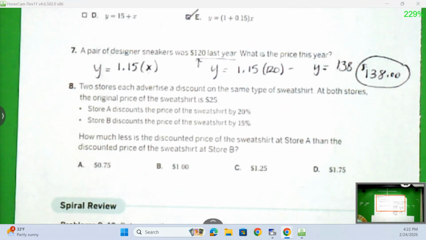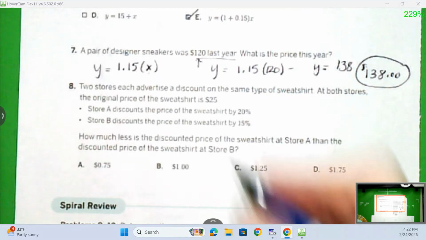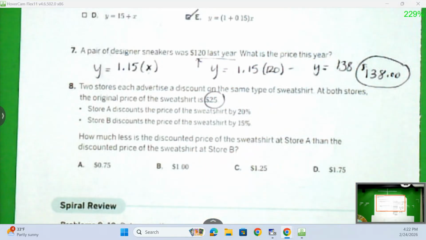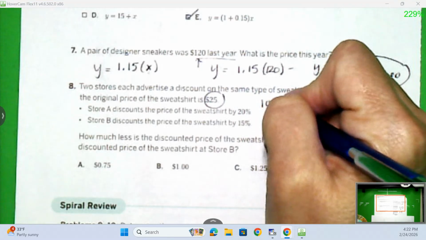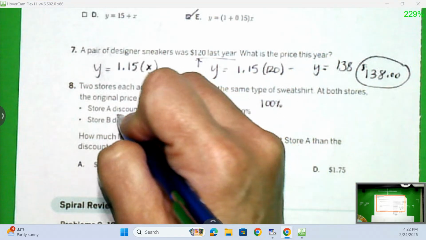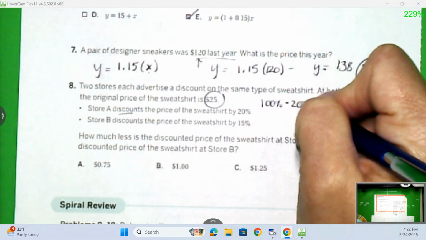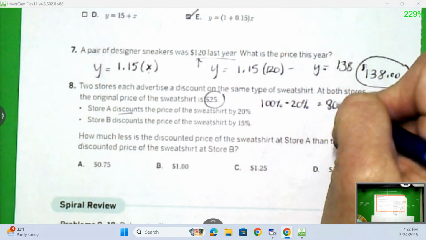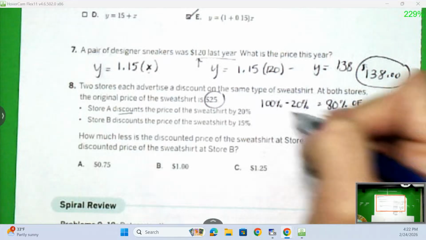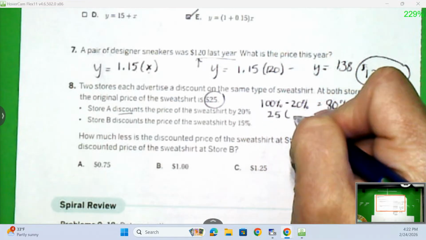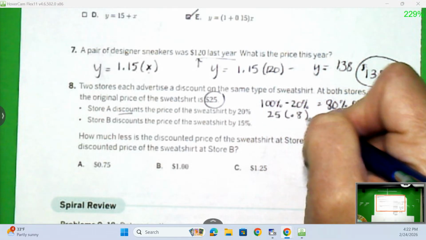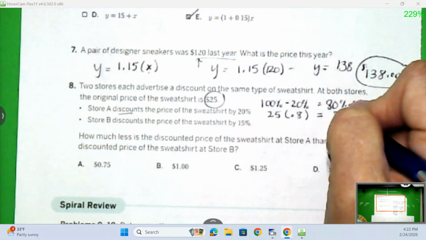Okay, two stores each advertise a discount on the same type of sweatshirt at both stores. The original price of the sweatshirt is $25. Store A has a discount price of the sweatshirt by 20%. So a discount of 20% would be obviously a subtraction. So we're going to take off 20%, which means we're paying 80% of it. So we would do 25 times 0.8, and our price would be $20.